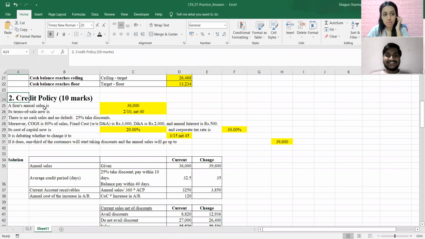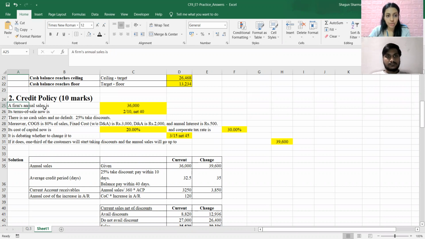Okay, so this sum is about credit policy. तो credit policy is कि मेरे customers को मैं कितना credit period extend करती हूँ, which means how much time I am allowing them to make their repayment to me for the sales that I have done to them. ठीक है, so पहले question पढ़ लेते हैं.